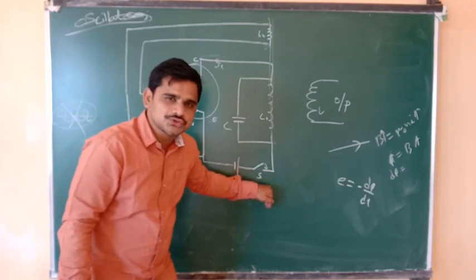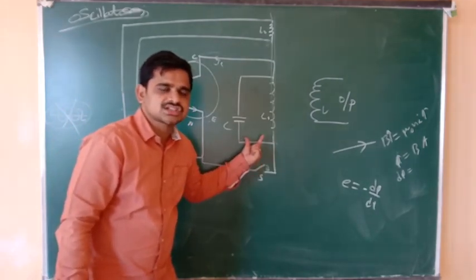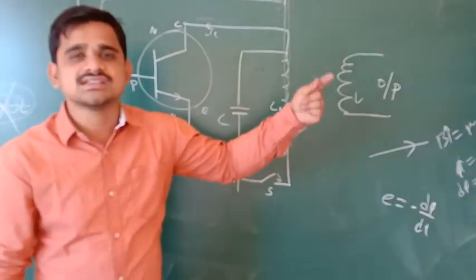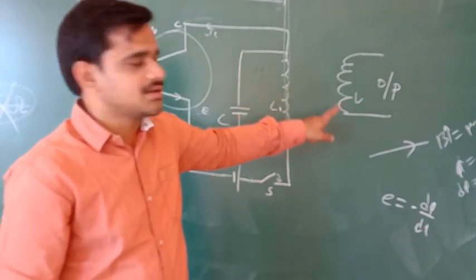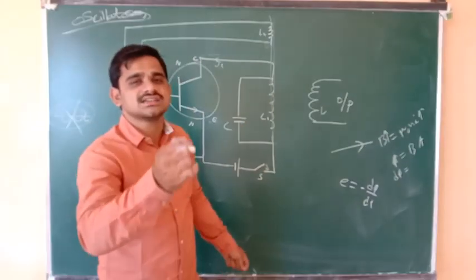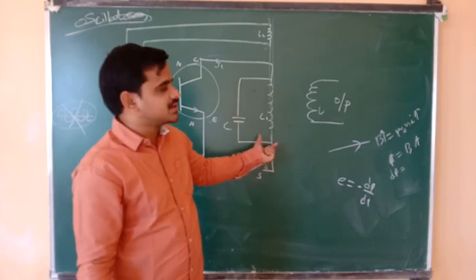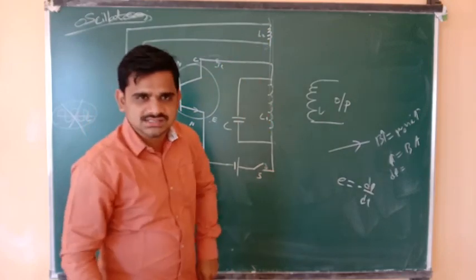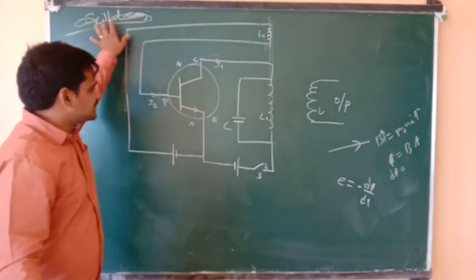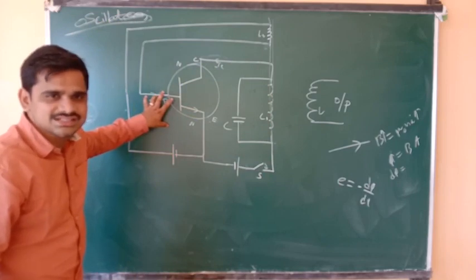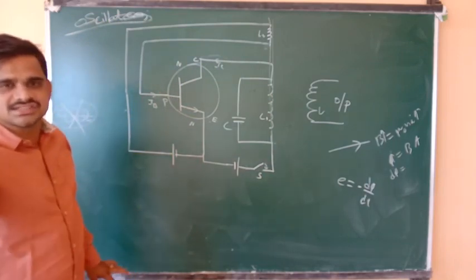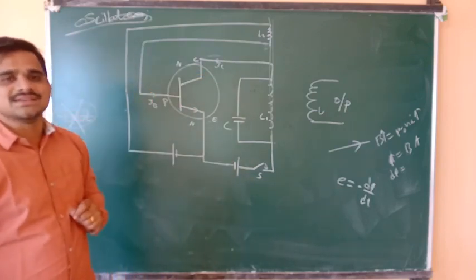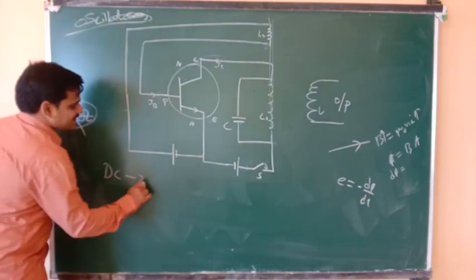When the switch is closed, the capacitor starts getting charged and the current passing through this coil is increasing. When the current is increasing, the field is increasing. When B is increasing, the flux is increasing, which means there is a change in the flux. That flux passes through the coil, and an EMF will be induced here. That EMF is taken as the input for the transistor. We are not giving any external AC input. The DC itself is being used as AC, meaning the DC has been converted into AC.